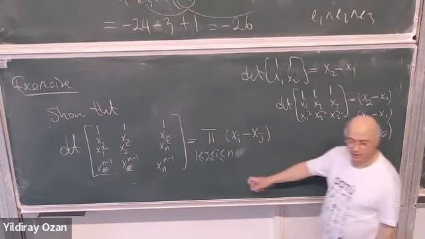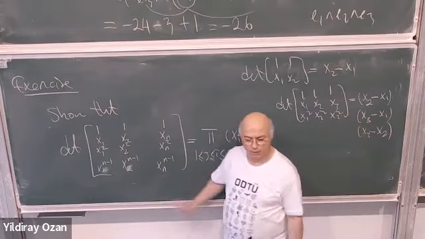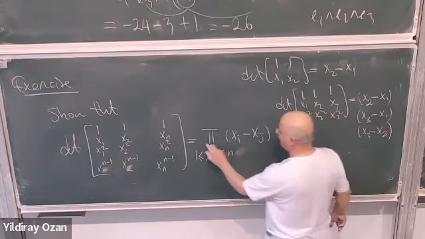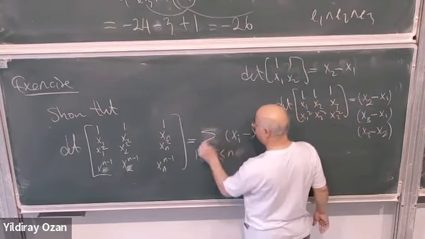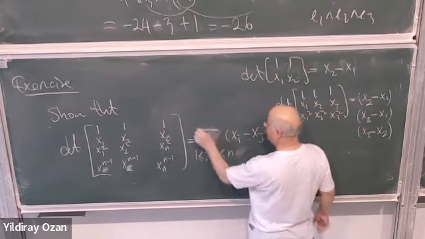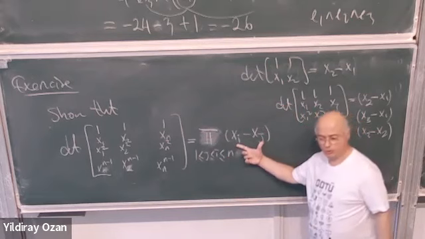It has a name too, Vandermonde I think. It is a Pi product. This is not a summation but a product. You multiply all these terms.